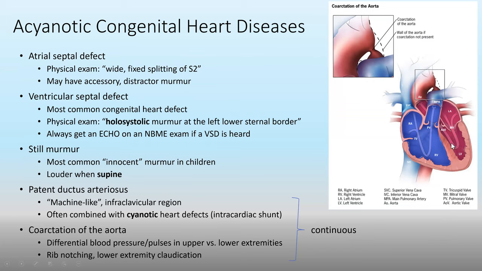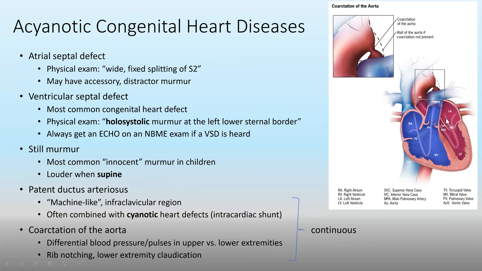So an atrial septal defect, the atria are directly in this picture, would be directly here. The atria are obviously here and here, but you can't see where a septal defect would be. So wide fixed splitting of the S2 is what you get. So basically, every time the blood comes from the SVC into the right atria, it passes like it normally would, and then it flows back across from the left atria because the left side typically has higher pressures. It flows across to the right atria, and then it just continues back to how it normally would.